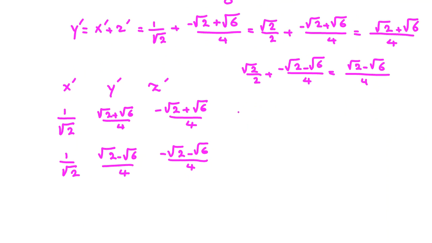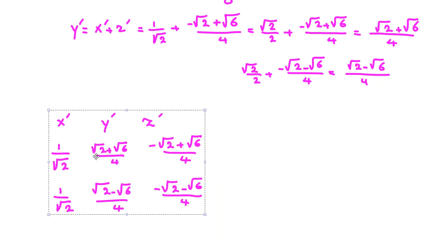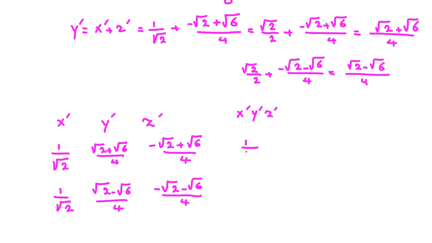Now, product. If we want to calculate x prime, y prime, z prime, it will be what? X prime, y prime, z prime. Here, 1 over root 2, 4, 4, 16. 1 over 16 root 2 times root 6 squared, 6 minus root 2 squared, 2, 4. So it will be 1 over 4 root 2.